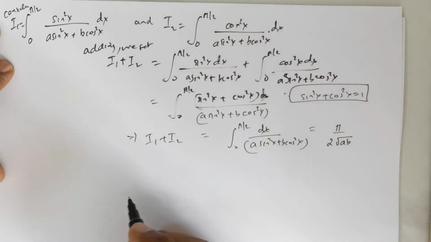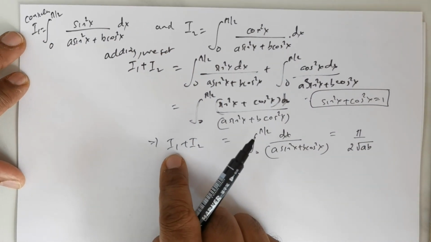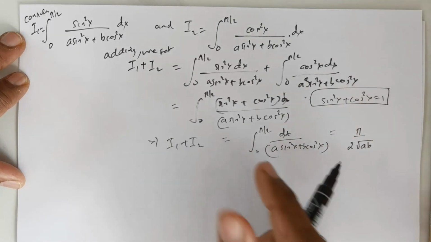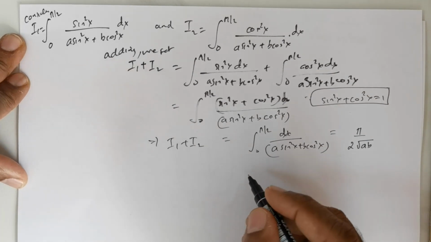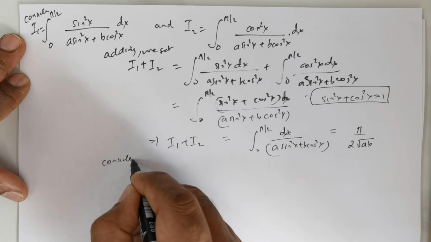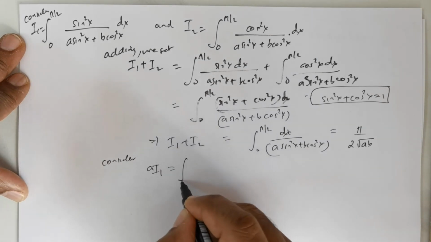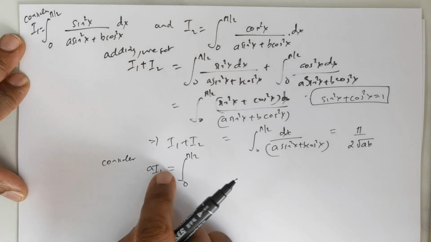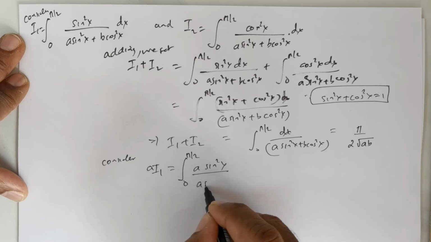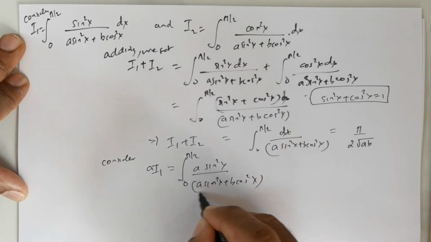Now from here we would not be able to extract anything because we need I1. If I were to write I1, then the utmost thing I can do is I1 is equal to this quantity minus I2, but that does not serve our purpose. So now what I wish to do is I would like to consider a times I1, which is equal to the integral from 0 to pi over 2. I am multiplying I1 with a, so this is going to be a times sine squared x over a times sine squared x plus b times cos squared x, times dx.